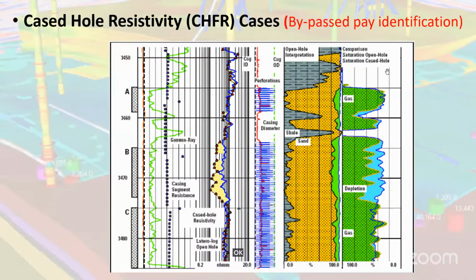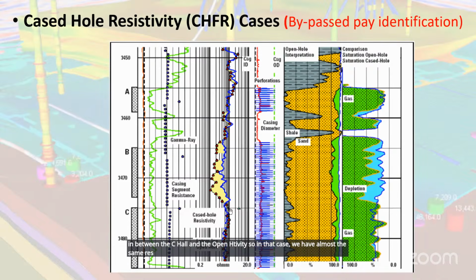Okay, so the zones where we have a difference between the cased hole and the open hole resistivity. In that case, this is the depleted zone. You can see that in interval C, we have almost the same resistivity as the open hole. However, here we can see that we have a difference. The cased hole resistivity is lower than the open hole resistivity, indicating that we have depletion in the oil. Okay, and for A it is the same.